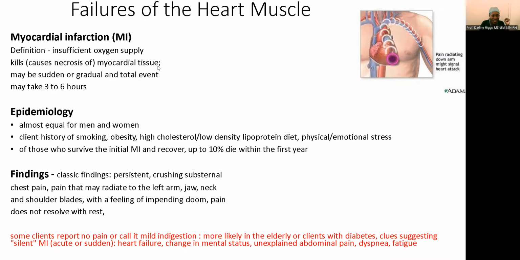So myocardial tissue is dying. It could be sudden, it could be gradual. It takes about 3 to 6 hours. So this client would be a priority. Now here's some statistics you need to keep in mind, some epidemiology. This is equal for men and women. So it's not worse in men or worse in women, but we do want to look at those risk factors.